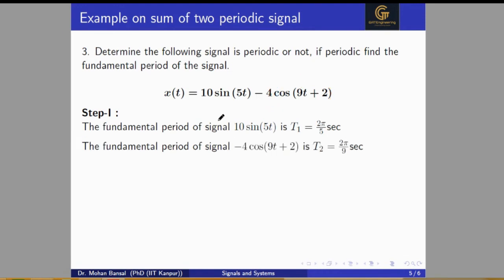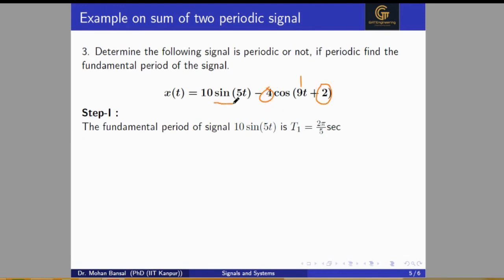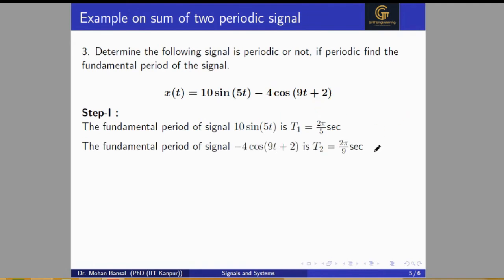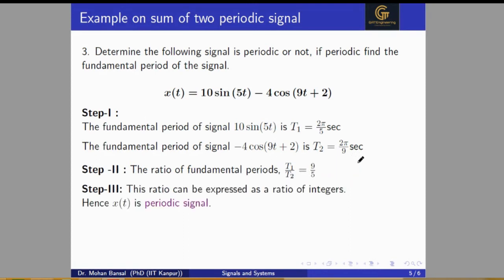So the fundamental period of 10 sin 5t will be 2 pi divided by 5 seconds. The fundamental period of 4 cos(9t plus 2) will be 2 pi by 9 seconds. Okay. Now we will take the ratio of them. We will get 9 divided by 5. So this is a rational number and it is a periodic signal as well.